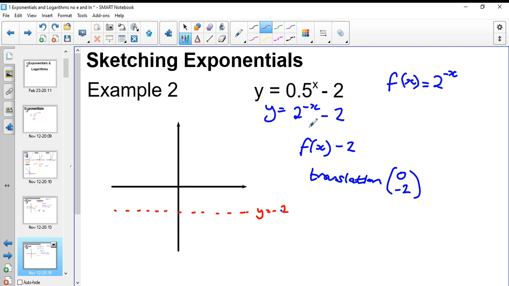And then we can work out where it's going to cross the y-axis. If x equals 0, 2 to the 0 is 1, minus 1 is negative 1. So it's going to come down through minus 1 on the y-axis, and then it's going to converge to y equals minus 2.